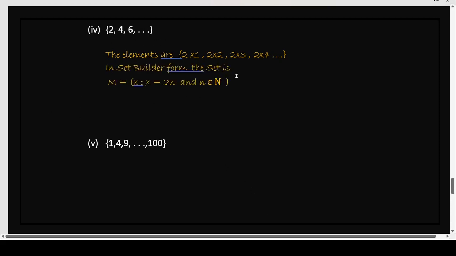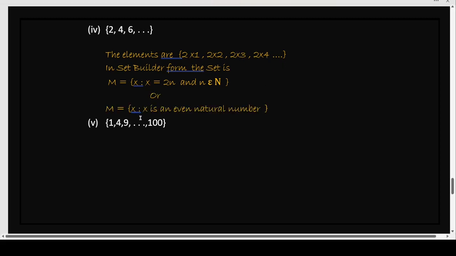In set builder form, the set is M equals {x such that x = 2n and n belongs to natural numbers N}. That means all natural numbers 2 into 1, 2 into 2, 2 into 3, it goes on like that. Or this can be written as M equals {x such that x is an even natural number}. So I want to demonstrate this set builder form. You can have more than one solution.